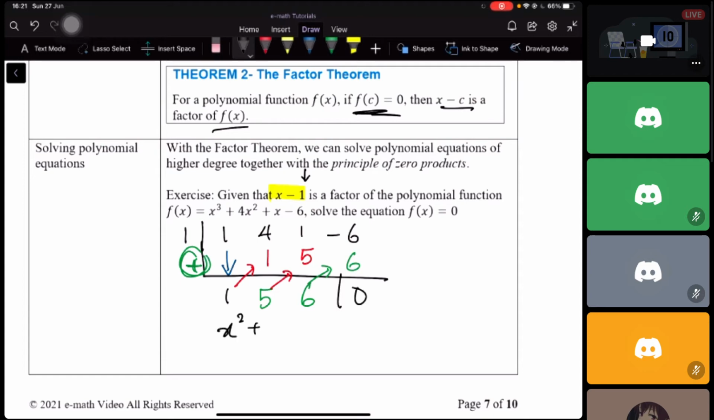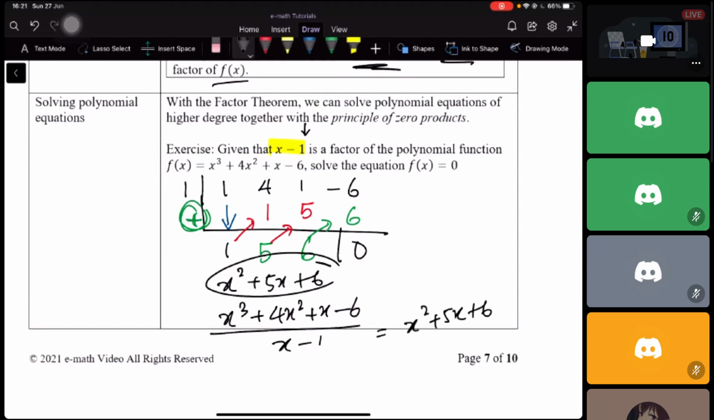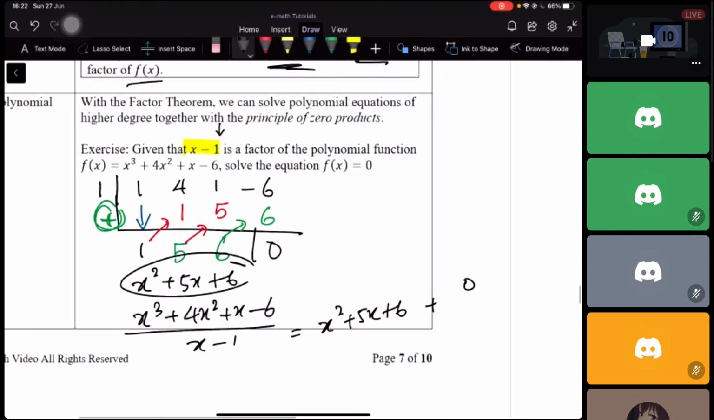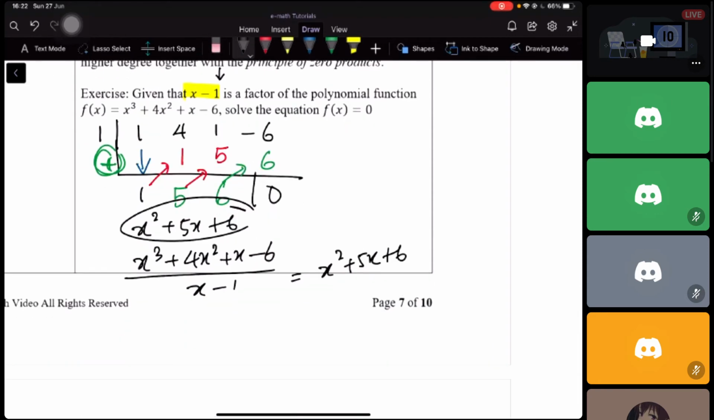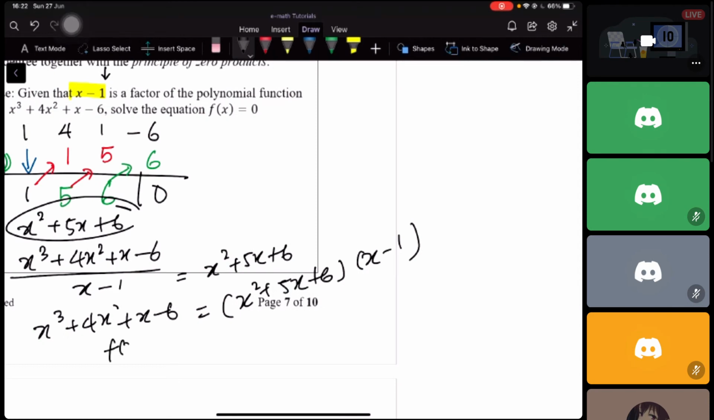So this means x squared plus 5x plus 6. That means x cubed plus 4x squared plus x minus 6, when you divide by x minus 1, you will get the quotient plus remainder over denominator, which means the whole thing is 0. Now multiply both sides by x minus 1: x squared plus 5x plus 6 times x minus 1. Do you know how to solve this? This is my f(x), so this is also my f(x). I let it equal to 0. Do you know how to solve?